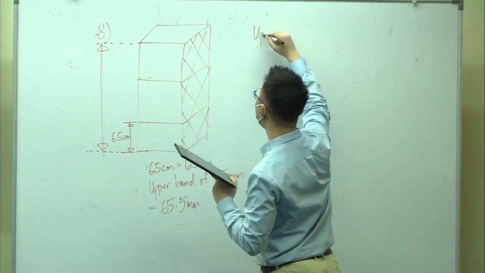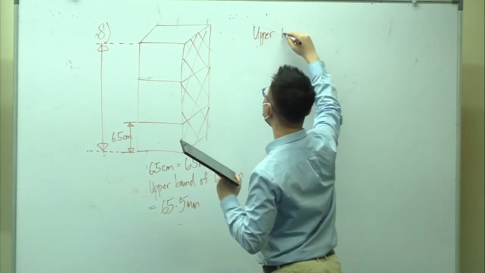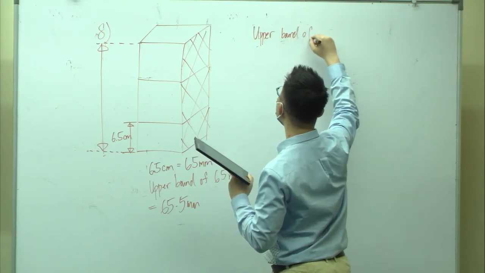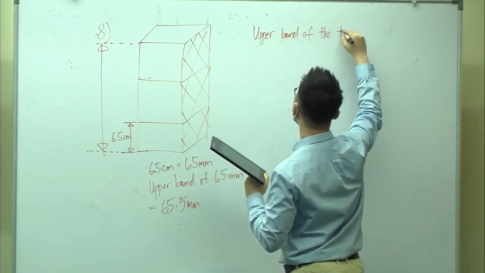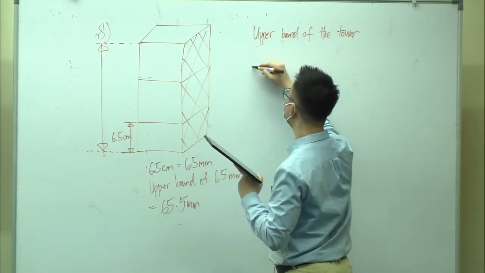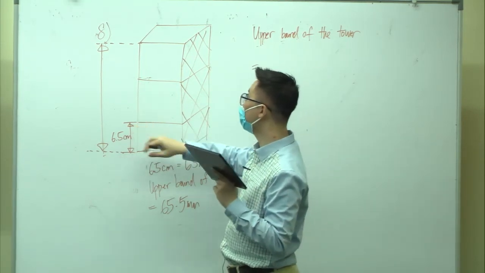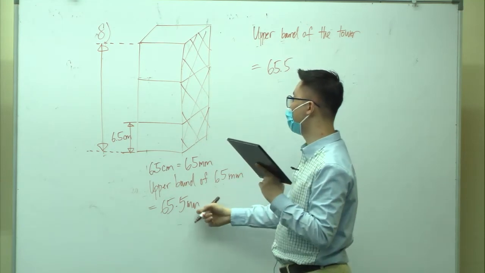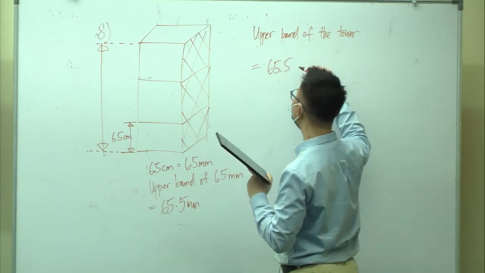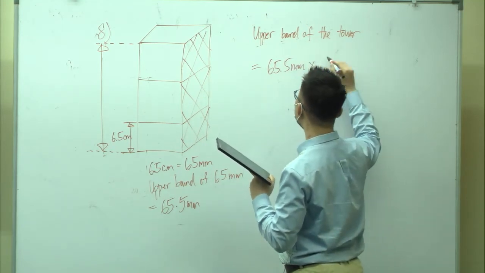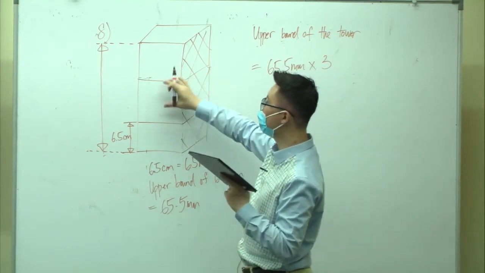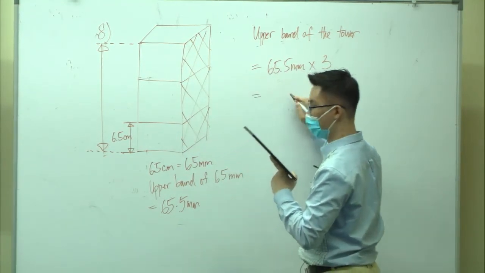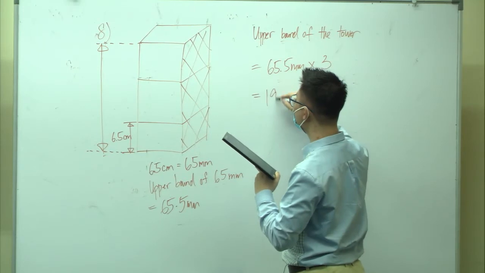So upper bound of the tower, you just take the upper bound of the height of one cuboid, 65.5 here, right? You times 3. You got 3 cuboids. What do you get? 196.5 mm.